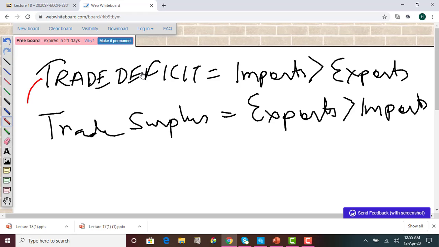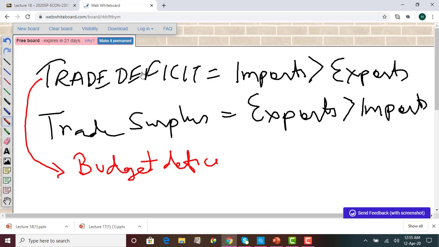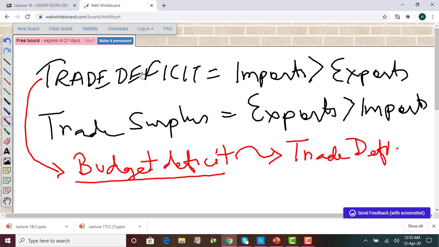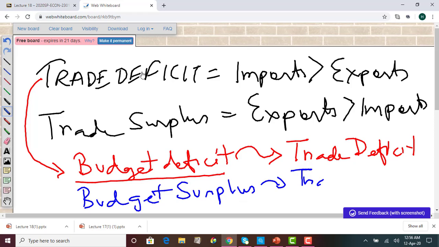So basically, what this chapter is saying, or what economics says, is that budget deficit leads to trade deficit. So if we have a budget deficit, it will lead to trade deficit, and I will explain how it does. And it also says if we have a budget surplus, we will have a trade surplus. Basically, if the government is spending more than the tax revenues they are getting in the economy, then in this type of situation we will have imports greater than exports. On the other hand, if the government is spending less money compared to the tax revenues they are earning, we will have a situation where exports will be greater than imports.